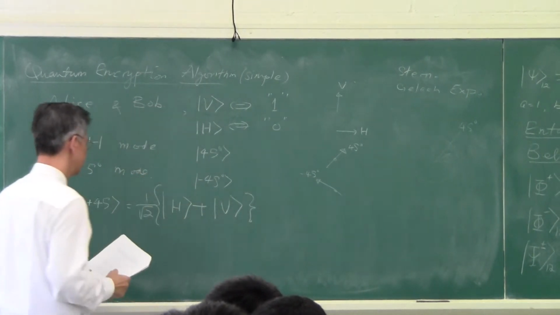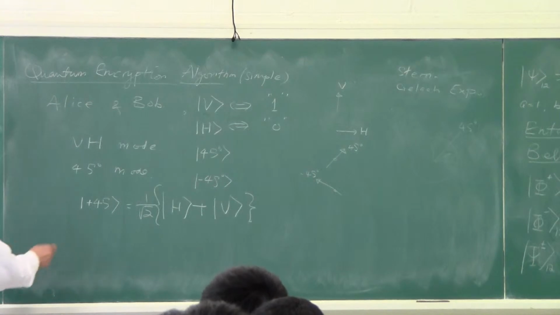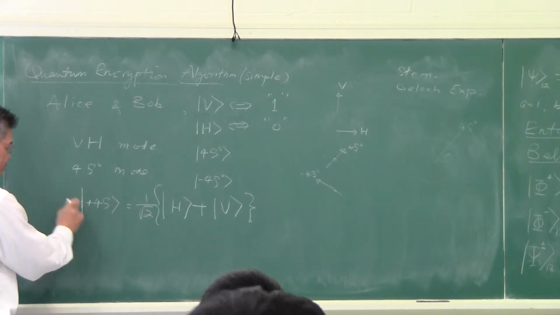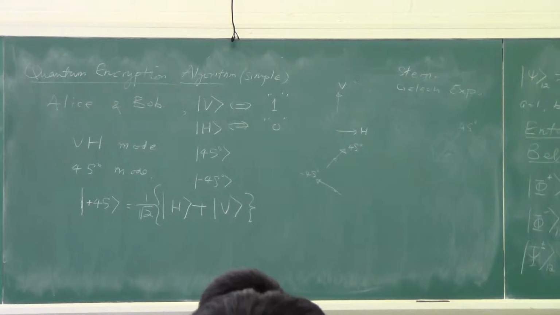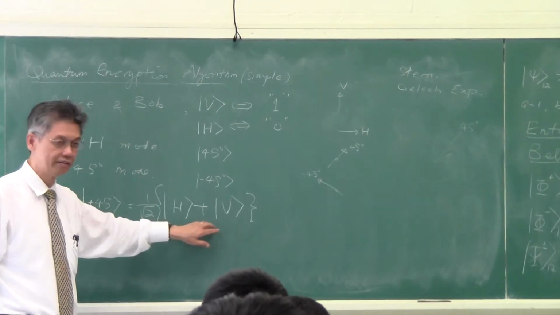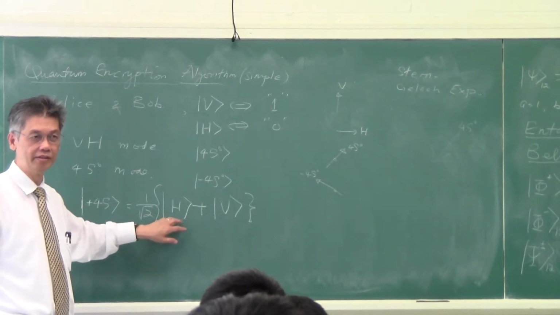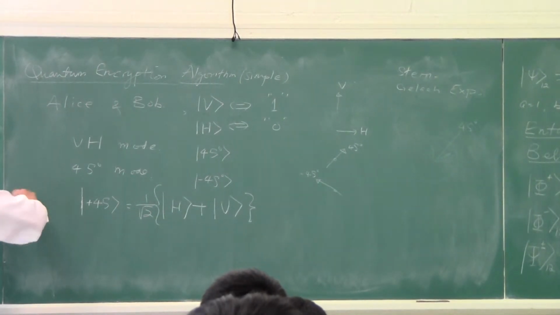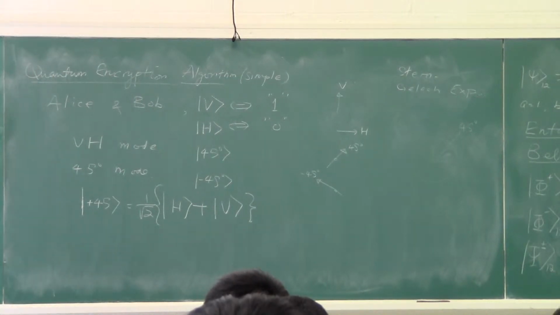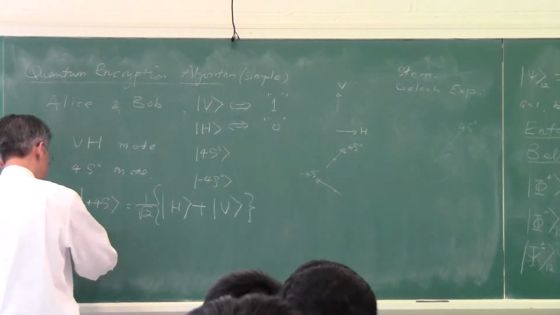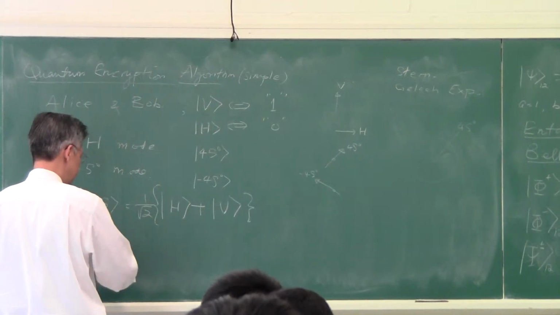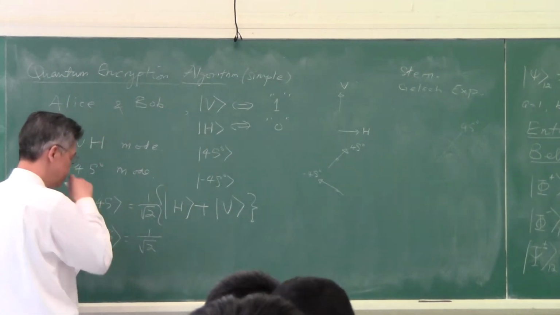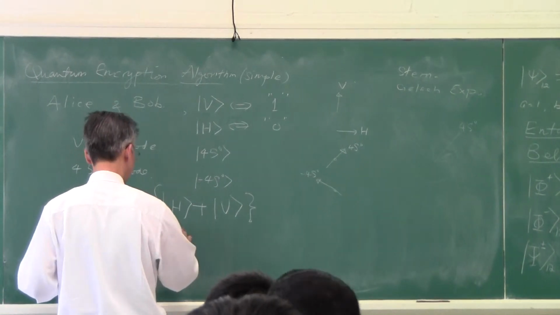vertical state. The plus 45 degree state, a photon polarized in the plus 45 degree state, is a linear superposition of the horizontal state and the vertical state. We all know this. Because if the particle is oscillating like this, if it's a quantum particle, it's the linear superposition of the horizontally oscillating particle plus the vertically oscillating particle. And then the minus 45 degrees photon is also equal to this thing.